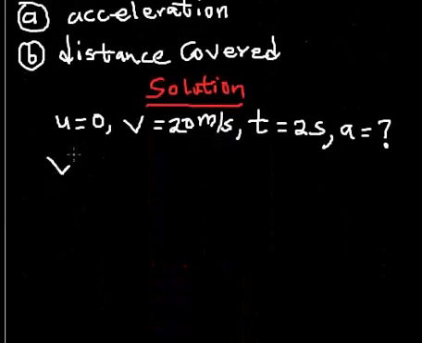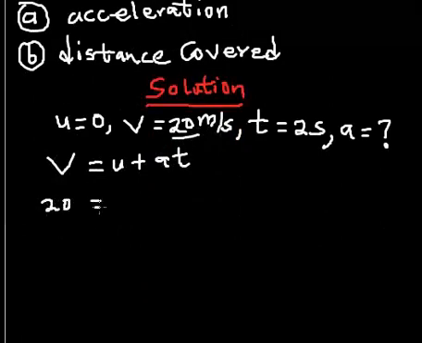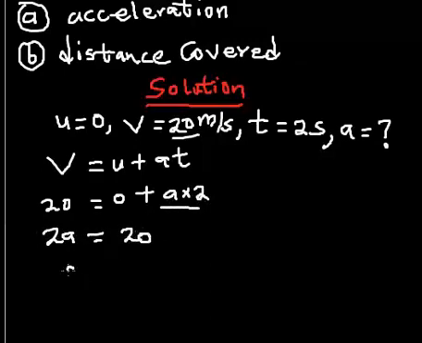So v is equal to u plus at. All right. So let's start putting our values. v is 20, I put it there, equal to u, which is 0, then plus a, that's what I'm looking for, multiplied by t, which of course is 2 seconds. So if I multiply 2 by a, I have 2a, right? Equal to 20. So a now is going to be equal to 20 divided by 2, which is 10 meter per second squared.